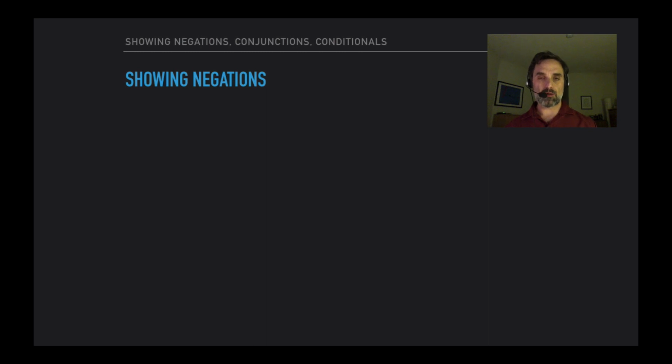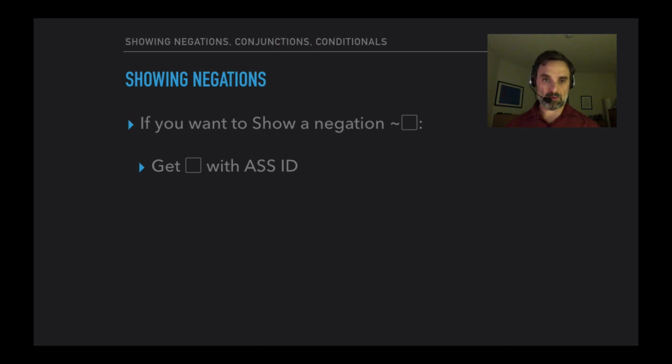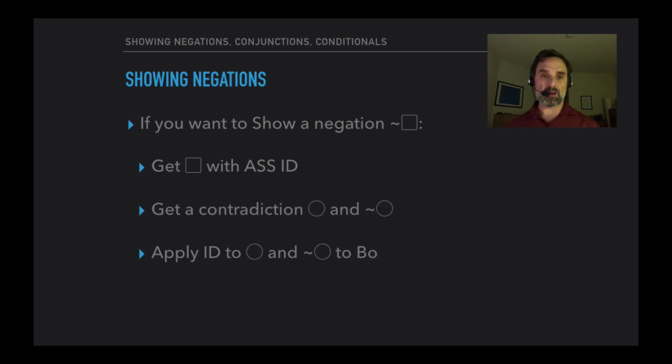Hello, in this video I'm going to talk about, just make sure we know about how to show negations. So if you want to show negation, not box, what should you do? Well, you should just get box with assume ID, find a contradiction, circle and not circle, and then apply ID to the contradiction, and that will box cancel the show line. So let's just look at some examples of that to make sure we know what's going on.